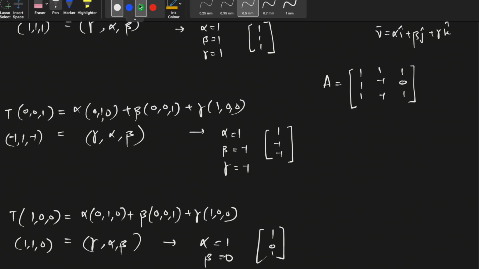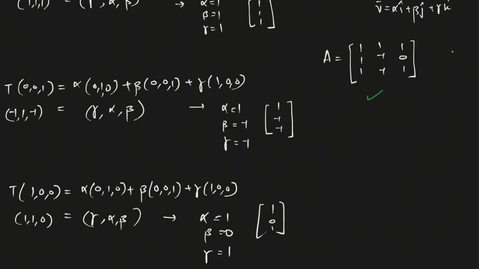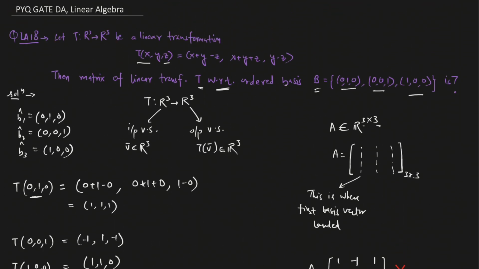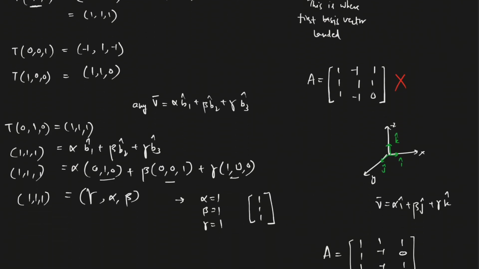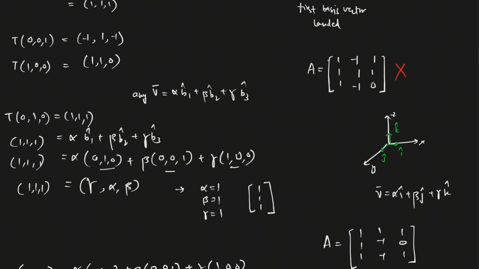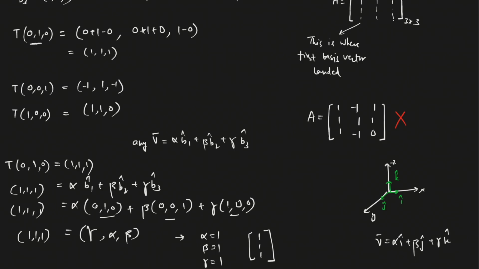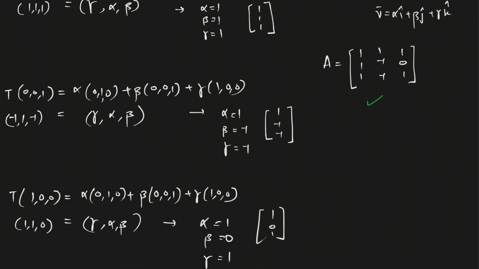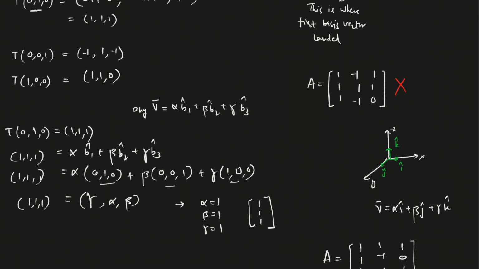So this is the correct matrix representation with respect to the given ordered basis. So if they had said that this basis set B is only for the input vector space, and for the output vector space the basis set is i hat, j hat, k hat, then in that case this would be the right answer. But because this is the basis set for both the input vector space and the output vector space, we need to further transform.